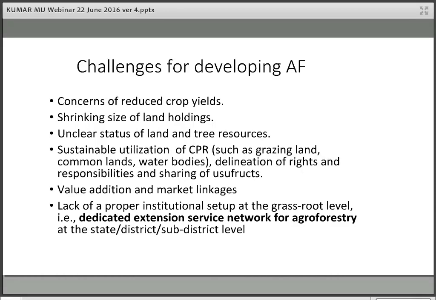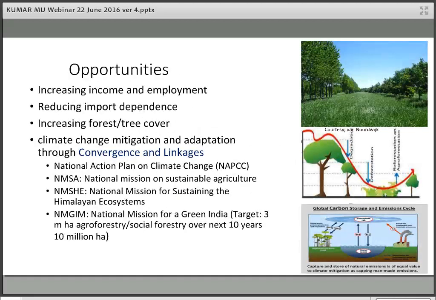Value addition and market linkages are weak spots as far as adoption of agroforestry is concerned. This is one of those negative factors I have mentioned earlier too, that inhibit large-scale adoption of agroforestry. There are, however, many opportunities. Most of these opportunities, as you will understand, flow directly from the policy goals.